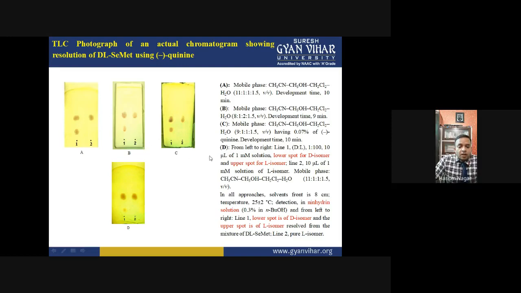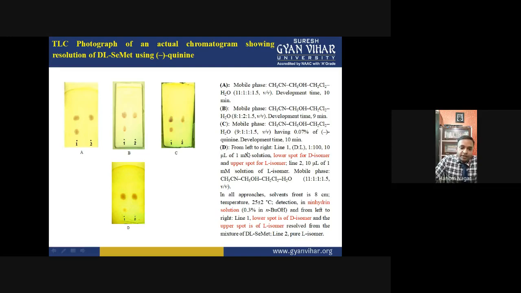Okay, and in this approach, the mobile phase was taken in this ratio, having 0.07% of minus 20. The chiral selector was actually taken in the third step. In the third approach, the chiral selector was taken, and we put the chiral selector in the solution of the mobile phase. Okay, and the chromatography run was carried out for 10 minutes. So we obtained these chromatograms here.